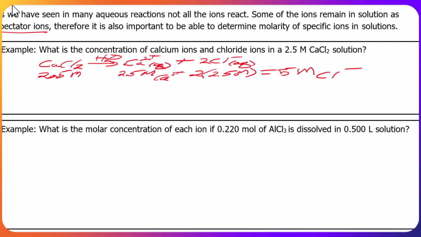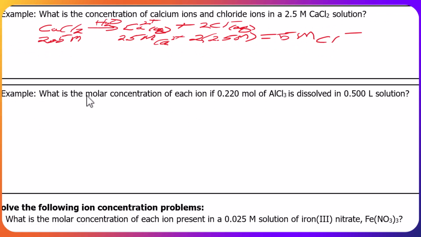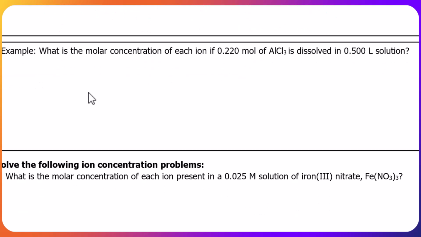All right, let's take a look at this other example. It's a little bit more challenging. Let me go ahead and roll up on it a little bit, get it more in the middle. All right, what is the molar concentration of each ion if you've got 0.22 moles of aluminum chloride dissolved in 0.5 liter solution? Well, the first step is to go ahead and solve for the concentration of aluminum chloride.